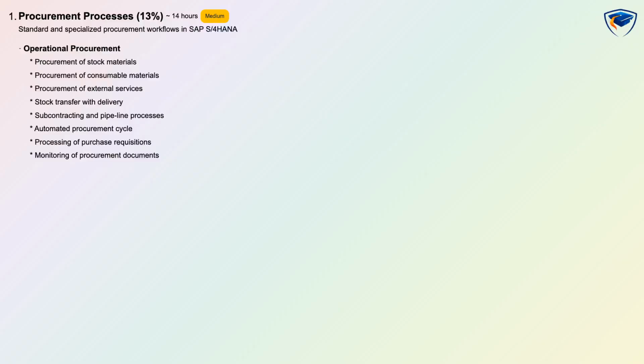You will learn operational procurement for stock and consumable materials, procurement of external services, stock transfer with delivery, subcontracting and pipeline processes, the automated procurement cycle, processing of purchase requisitions, and monitoring of procurement documents. Mastering these workflows helps you design efficient end-to-end procurement processes in S/4HANA.